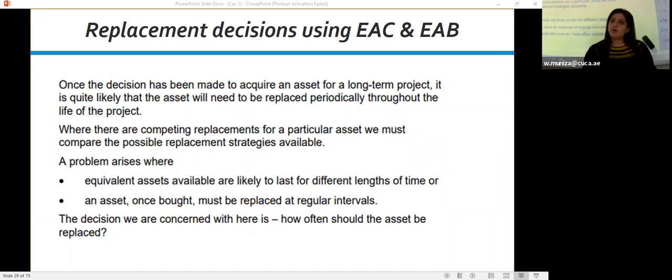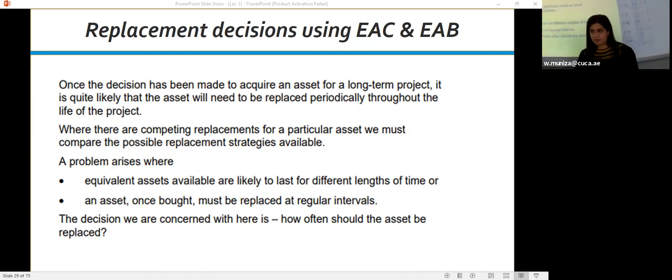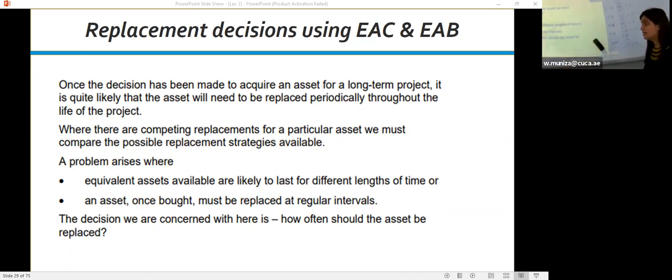And whichever is the best one, we have to go for that. A problem arises where equivalent assets available are likely to last for different lengths of time. One replacement may last for 2 years, another for 2 to 3 years, another for 5 years, etc. An asset once bought must be replaced at regular intervals.